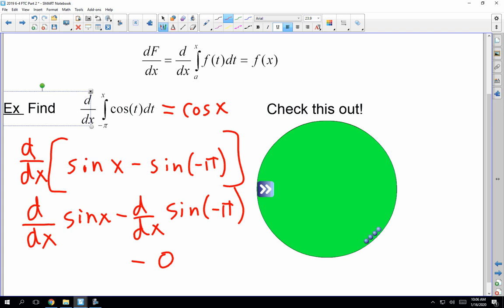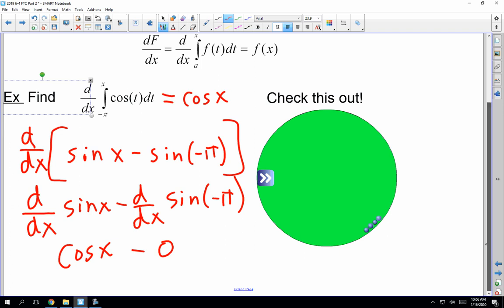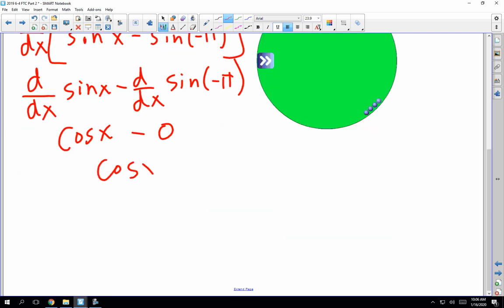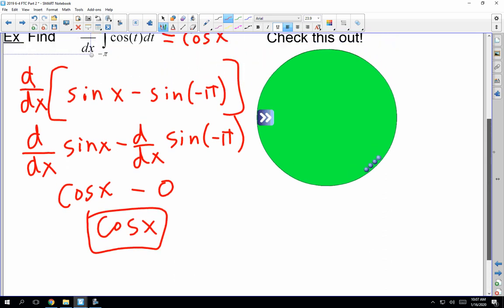And then you were with me last semester. I recognize all of you. The derivative of sine is cosine. That's okay, we're going to revisit all of this. So this is cosine x. So do all the work, then throw the derivative back on. It's simple.